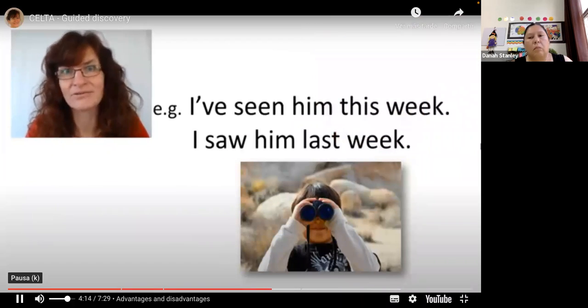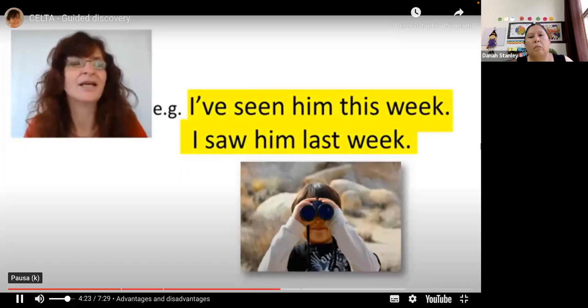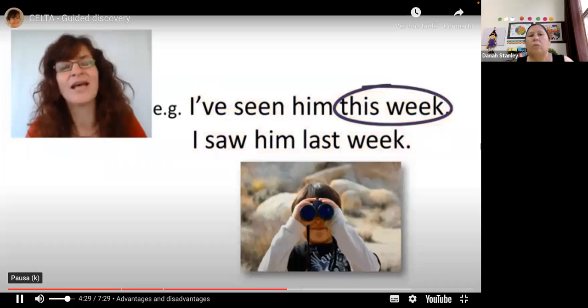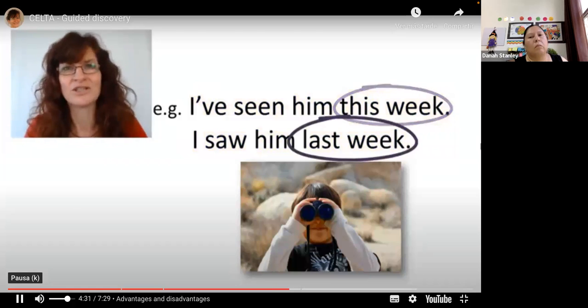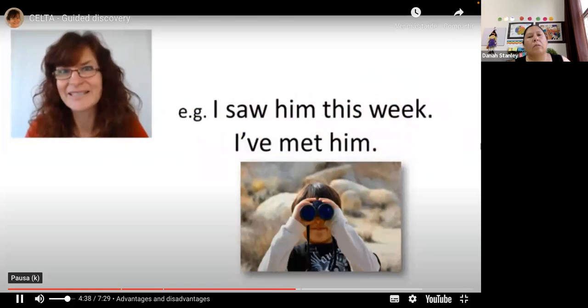If we look at the present perfect, which is notoriously a horrible animal, we've got examples like this. I've seen him this week, I saw him last week, and the learners go, okay, yeah, I can see the pattern. We use the present perfect for unfinished time and the simple past for finished time. Well, that's often true, but then you give them another example like this, and they can see that actually those rules don't always work at all.